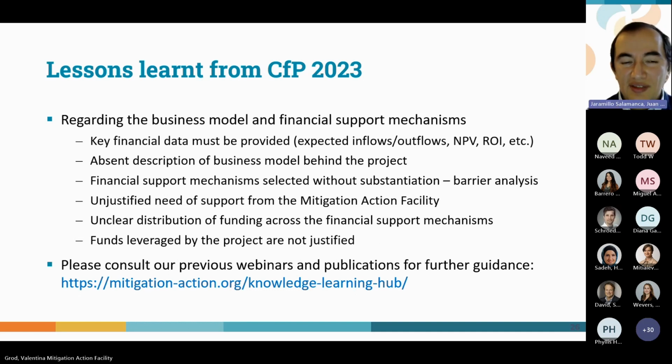At the same time, and similarly, make sure to present a clear justification for the need of support from the Mitigation Action Facility to actually implement your project. It's very important for us to understand why these funds are required to guarantee a successful implementation and long-term change in the sector where you want to work. Clearly state how the funds will be distributed across the different financial mechanisms that you are proposing, if it's more than one. And please avoid any global figures and use more than one figure to describe how the funds are distributed across your financial support mechanism.